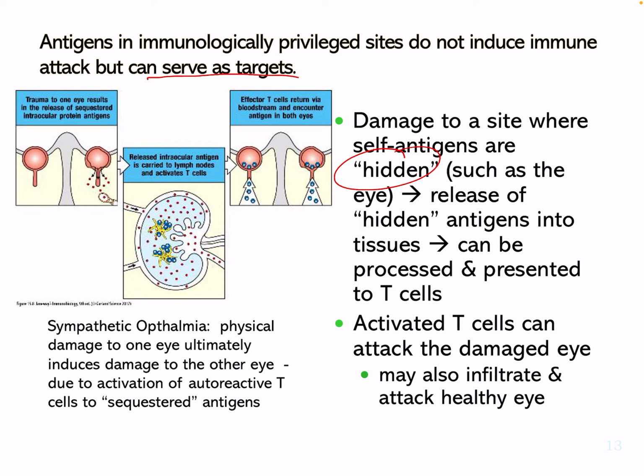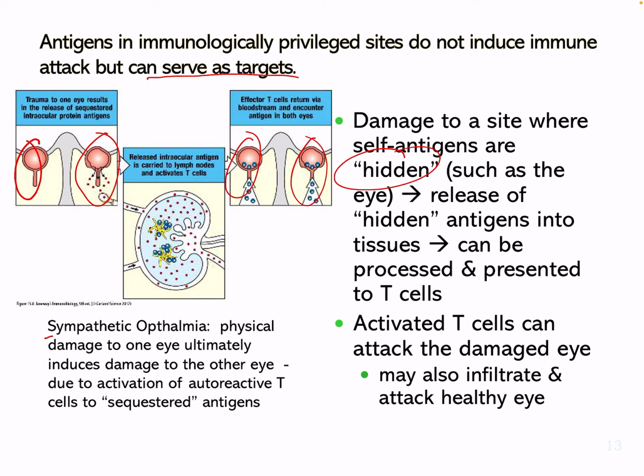So essentially what this is saying is that this is an immune-privileged site, so we can see here versus this side. Let's just say you have a traumatic accident, trauma to one eye. This can essentially allow immune cells to get in and receive antigens that are normally not exposed to the immune system, and essentially they'll be recognized as foreign. And unfortunately, this actually activates the other eye as well because these antigens are located in both. And so effector T cells can return via the bloodstream and encounter the antigen in both eyes and cause damage.